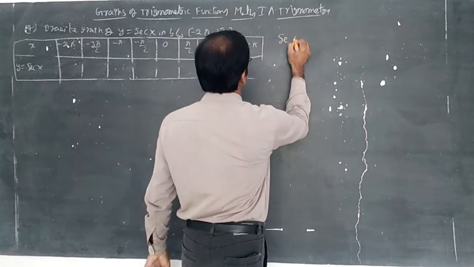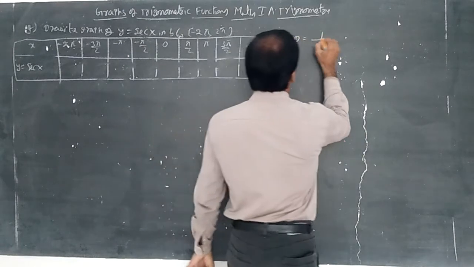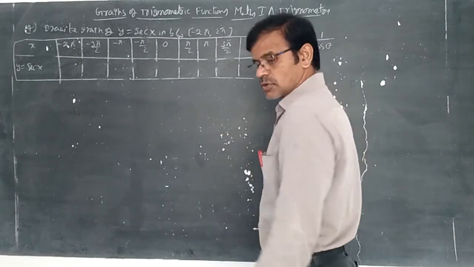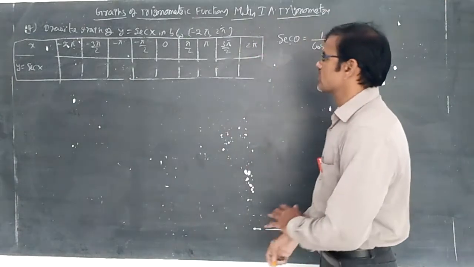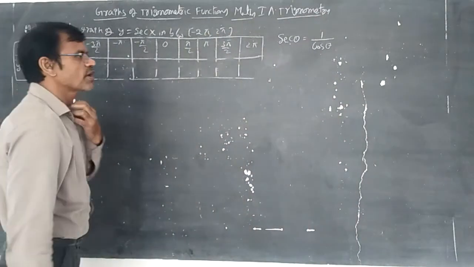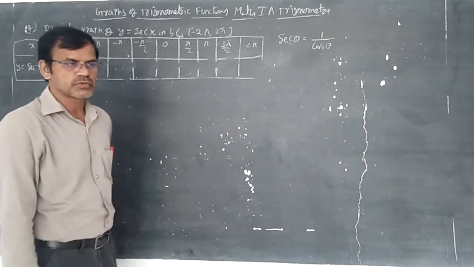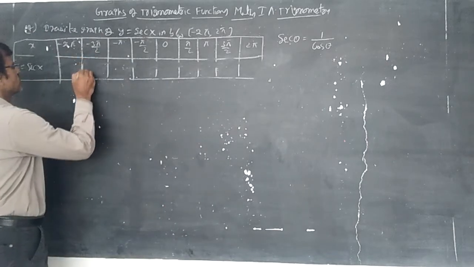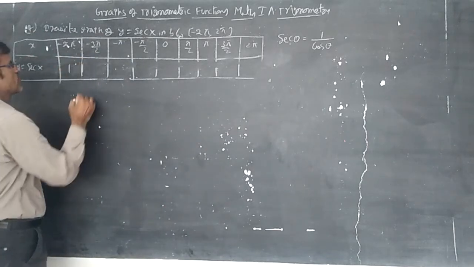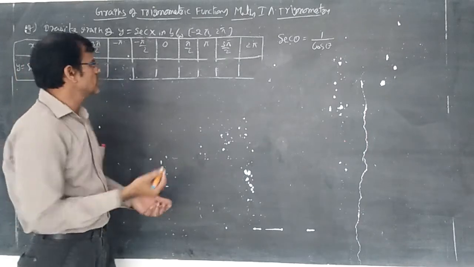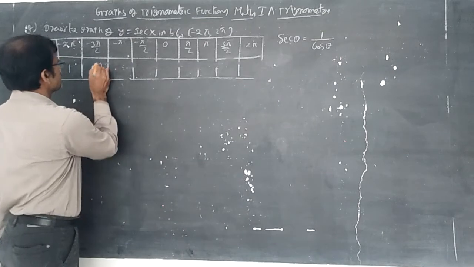Remember that secant theta is equal to 1 by cos theta. So depending upon the cos values, cos 2 pi is 1, which is nothing but cos 0. See the table of cos. Cos 2 pi is 1, so 1 by 1 becomes 1. At odd multiples of 90, cos equals 0, so 1 by 0 becomes infinity.